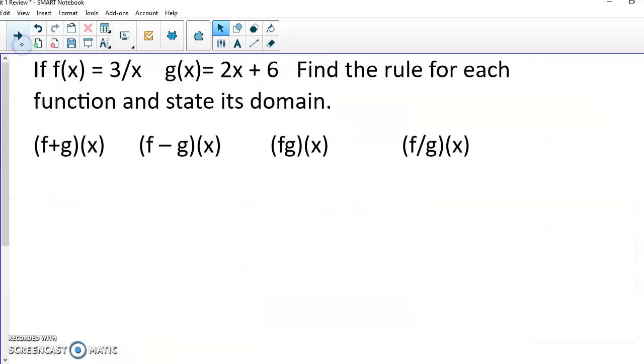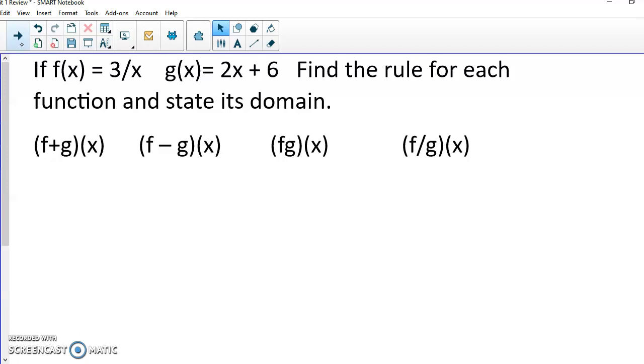Let's go ahead and look at another example. So here we have a function composition, function arithmetic. This is section 1.5 that we looked at these types of examples. And here I have f of x equals 3 over x and g of x equals 2x plus 6. We're going to find the rule for each function. We're going to state its domain.